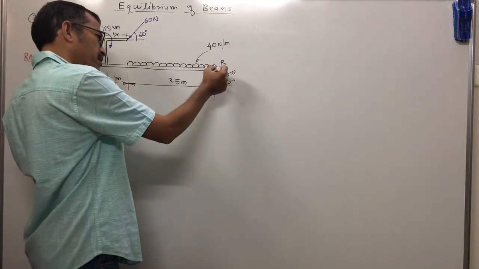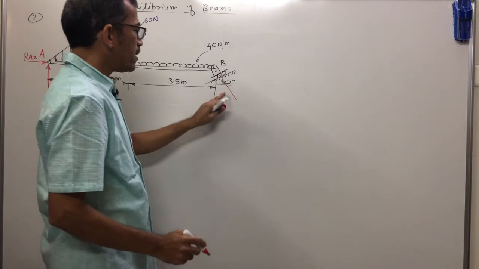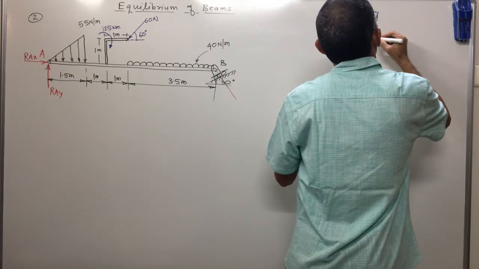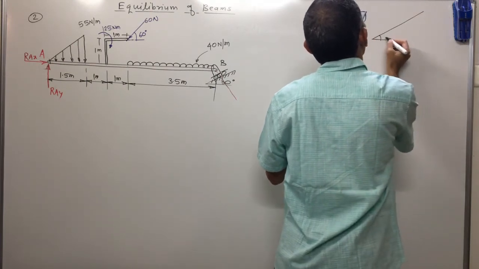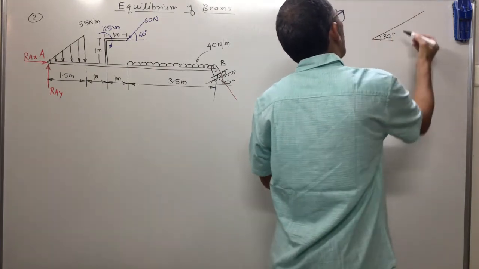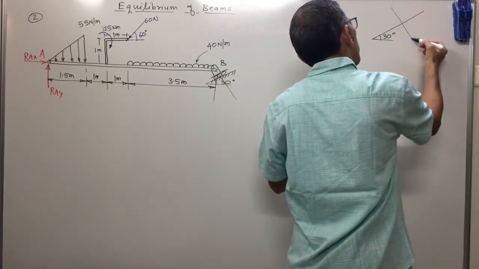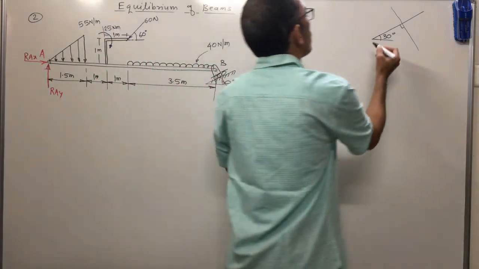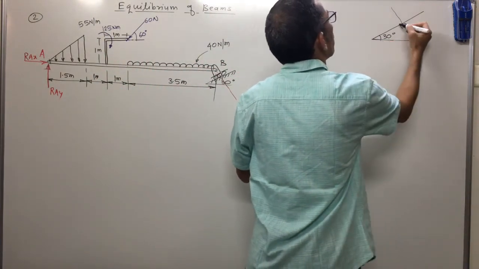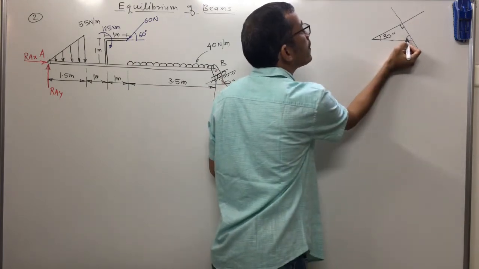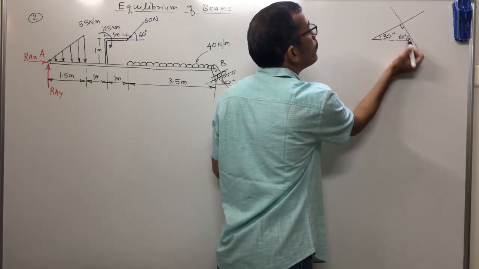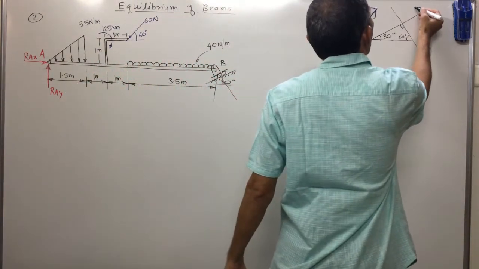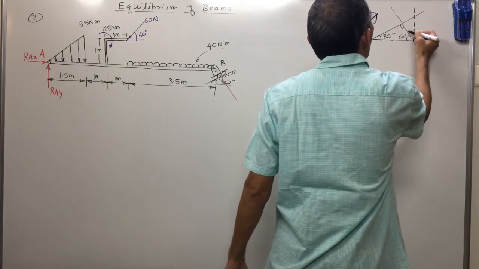Now for a roller, reaction is always perpendicular to the plane. See here, this is not a difficult part. The plane is inclined at 30 degree. The reaction is perpendicular to the plane, that means this angle is 90. If you construct a simple triangle, 30, 90, what about this angle? It is 60 with horizontal. With horizontal 60, and with vertical the angle is 30.